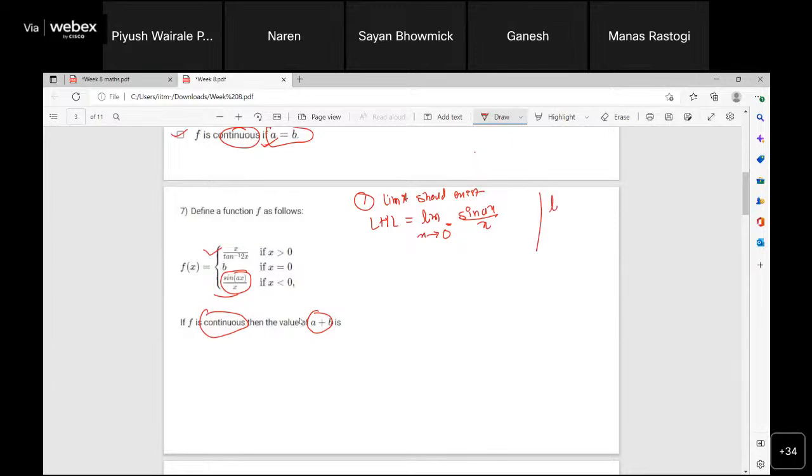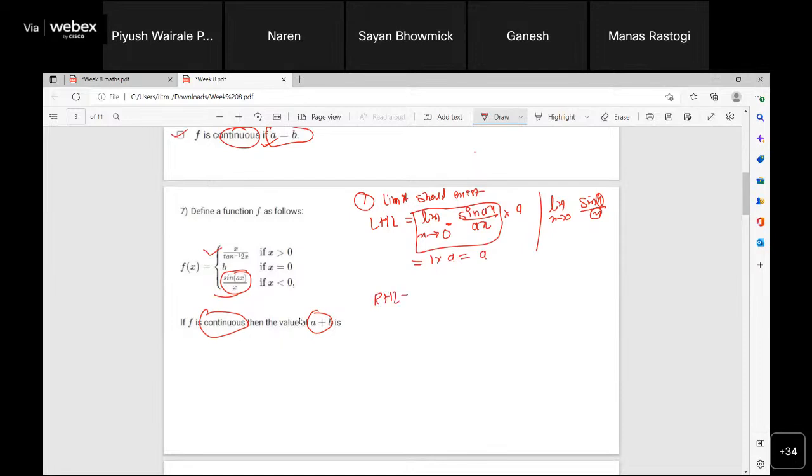We have a standard limit: limit x tends to 0 of sine x upon x is 1. This coefficient must be the same, then only we can apply it. So here we can multiply by b and divide by a, and my whole limit equals 1. So that is my a.